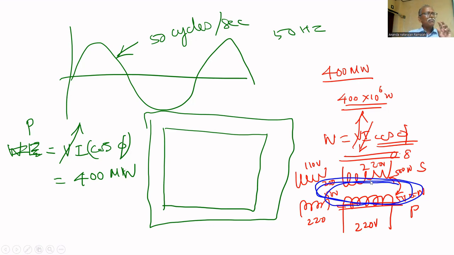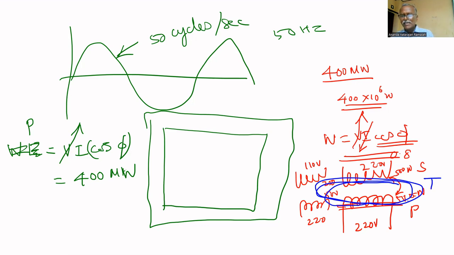Whenever there is a change in flux, there will be induced EMF, induced voltage. Whenever there is a voltage, there will be a current. So the power in the primary is transferred to the secondary through magnetic flux. That action is called transformer action.